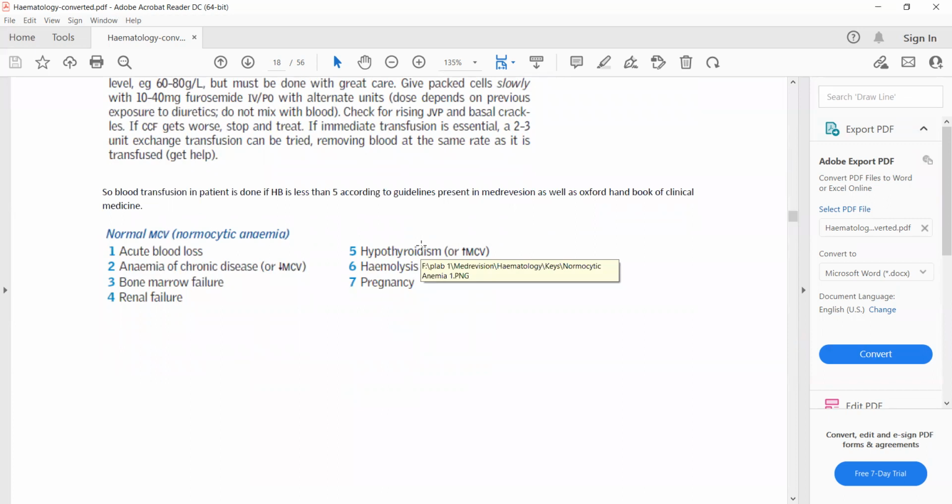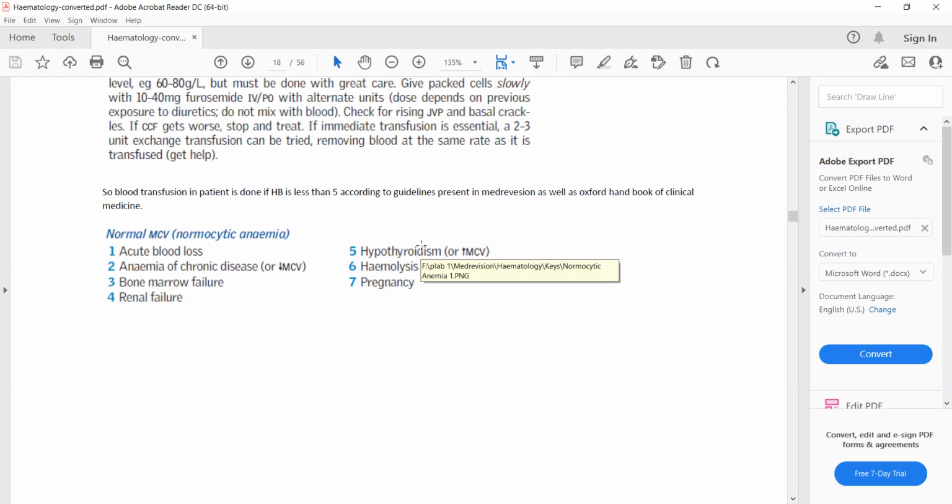So we have discussed microcytic and macrocytic anemias now and their causes. Now the next topic is normocytic anemia, anemia with normal MCV. What are the causes of normocytic anemia? Normocytic anemia, anemia with normal MCV, is caused by acute blood loss. Anemia of chronic disease is mostly normocytic anemia, but in some cases it can be microcytic anemia.